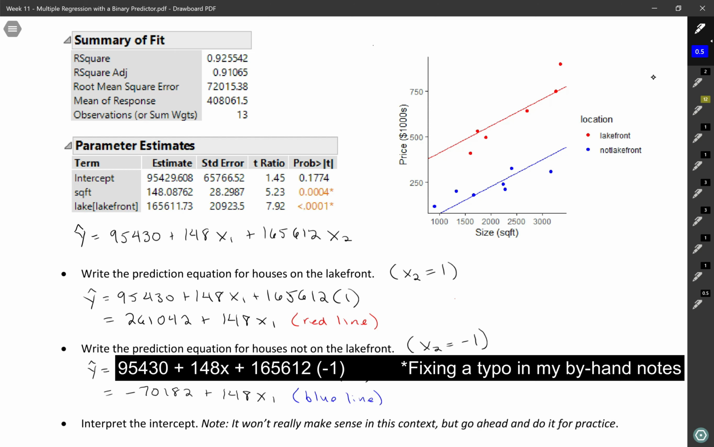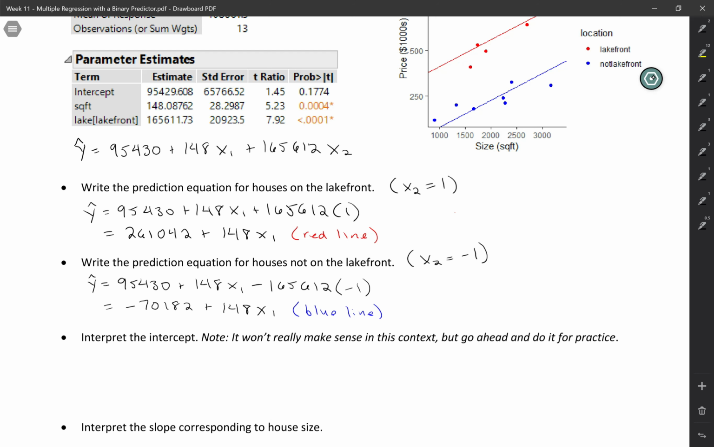And both of these prediction equations have the same slope. That's actually an assumption that we're making in our model. So our model doesn't include any kind of interaction term. It's what we call an additive model. And so in that case, we're assuming that the lines are going to have the same slope for both of our groups. Now let's interpret the intercept and slope for our original model.